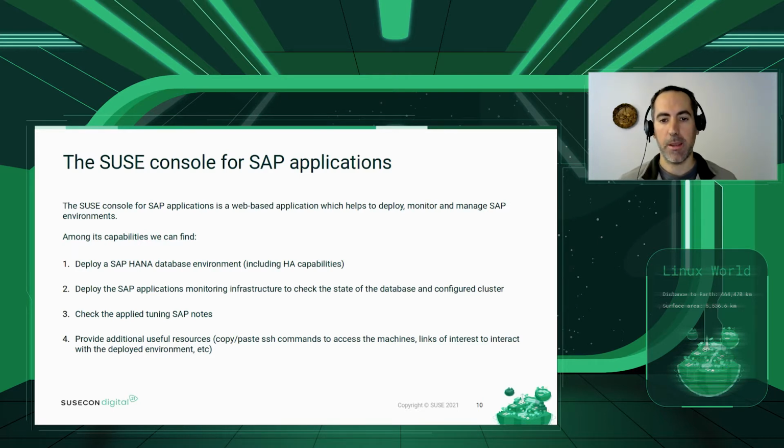Third, we can check the applied Salt tunings. If you are aware of what saptune is, this just applies different tuning solutions to our Linux kernel and different applications in order to have the best performance in our SAP applications. And finally, it provides other resources like the option to copy paste the SSH command to access the machines, a link to the Azure portal where the deployment is created, etc.